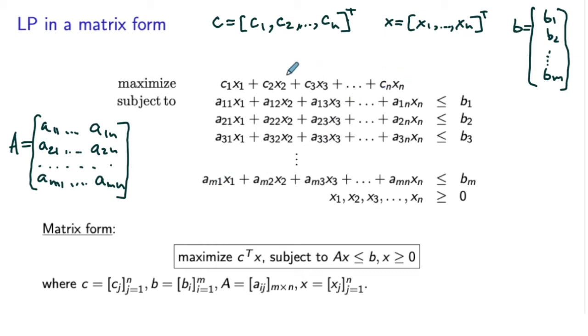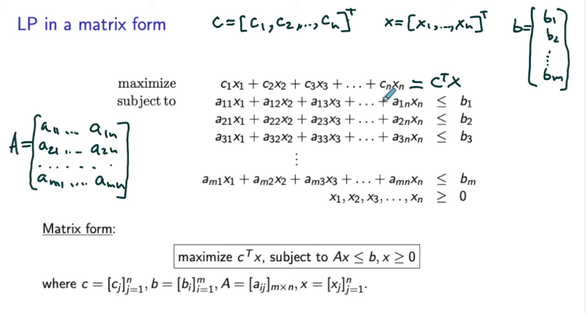So let's look at the objective first. Here we have C1x1 plus C2x2 plus C3x3 and so on plus Cnxn. And looking at how we define the vectors c and x, this is nothing else but the scalar product of these two vectors, c transposed times x. And recall that the scalar product is exactly the expression that we have here.